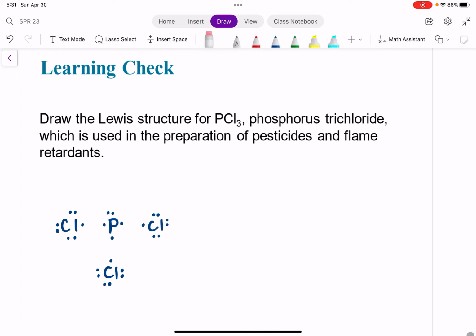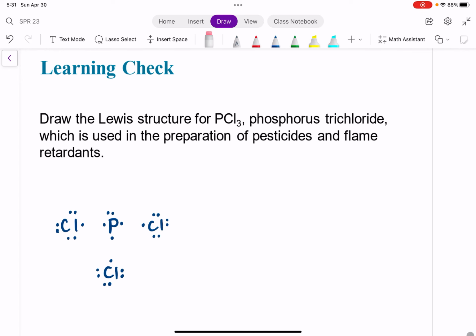Okay, so how are we going to do this? Well, remember, each of those chlorines has 7 valence electrons. So how many more do they want in order to get to their full octet? Each chlorine wants 1 more electron. What about phosphorus? It has 5. How many valence electrons does it need to be like the nearest noble gas, argon? It needs 3 more, because 5 plus 3 is 8. So all of these want an octet. So how are we going to do that?